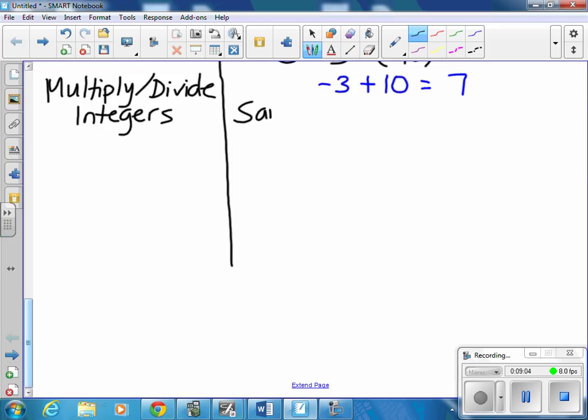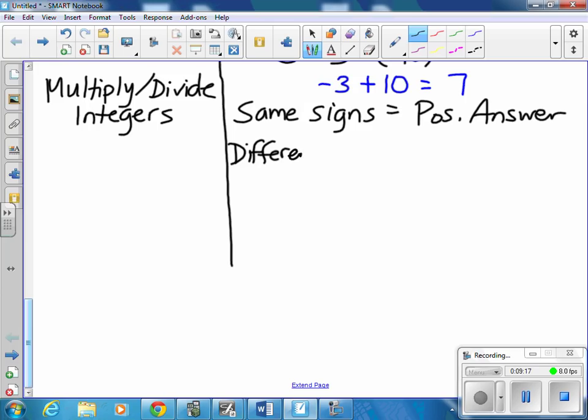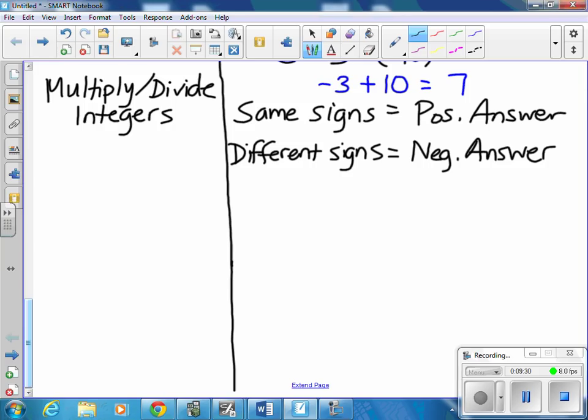If you have same signs, you will always have a positive answer. If you have different signs, or unlike signs, a positive and a negative, you will always have a negative answer. So once you know that trick, the multiplication and division part becomes really easy. The only thing we have to watch out for is when exponents get thrown in here, and I'll show you a couple of those. All right, so let's take a look at a couple of examples here.